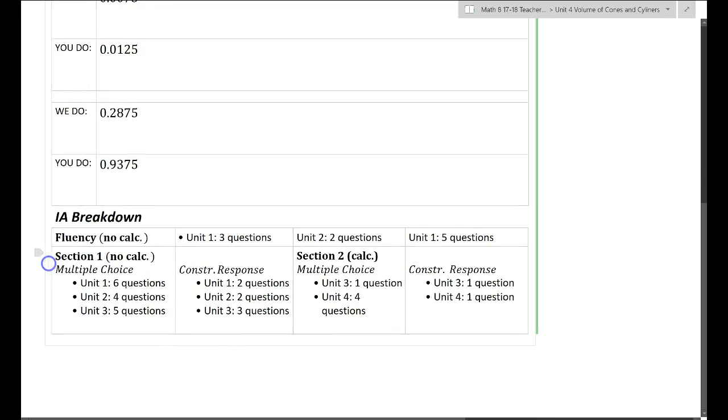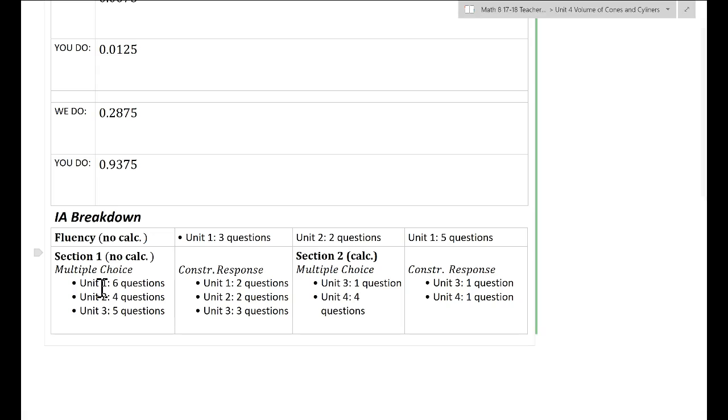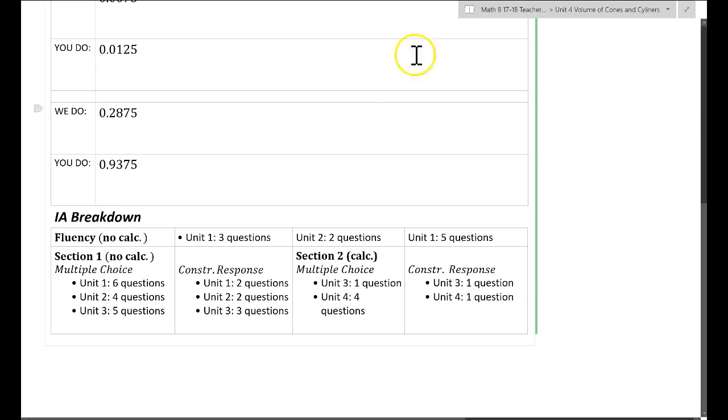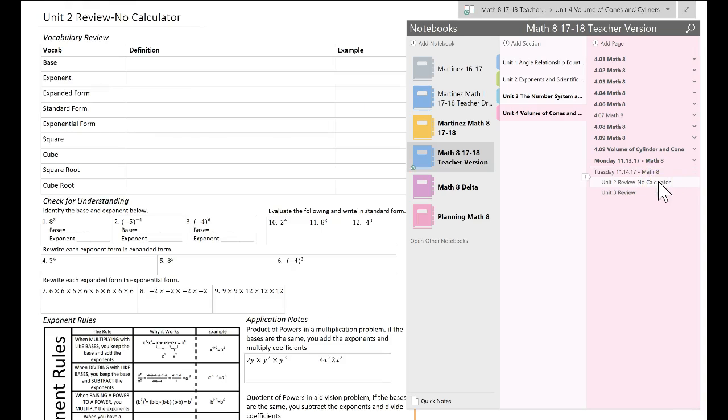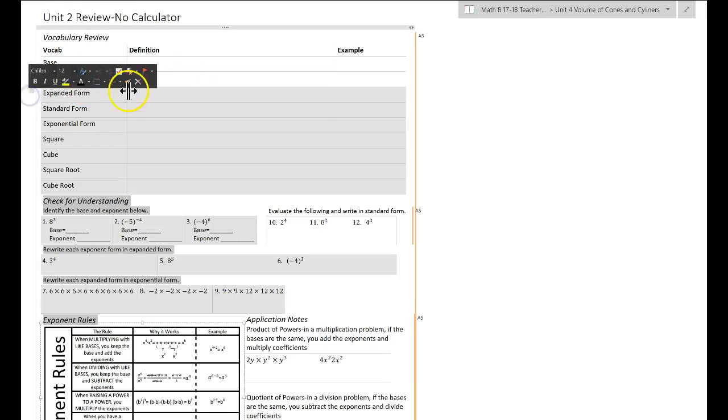Definitely look through here and see what you can figure out, remembering Unit 1 is what we reviewed yesterday. Unit 2 and Unit 3 are what we are reviewing today. So hopefully that gives you a nice breakdown of what we're looking at. Now let's do the Unit 2 review.